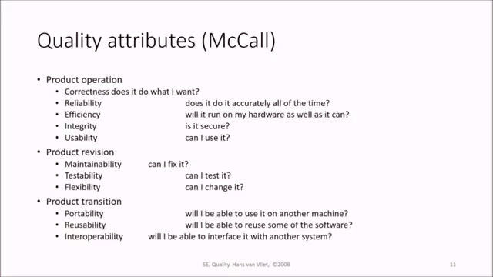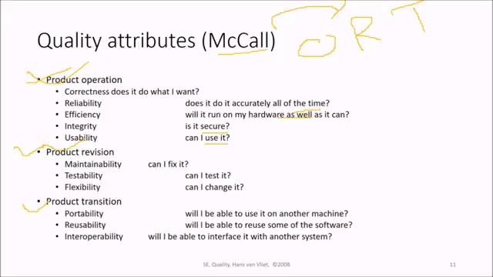There are various attributes which define quality, for example, McCall quality attributes. It is divided into three: product operation, product revision, and product transition. Operation means correctness: does it do what I want? Reliability: does it do it accurately all the time? Efficiency: will it run on my hardware as well as it can? Integrity: is it secure? And usability: can I easily use it? These are the product operation aspects of McCall quality attributes.